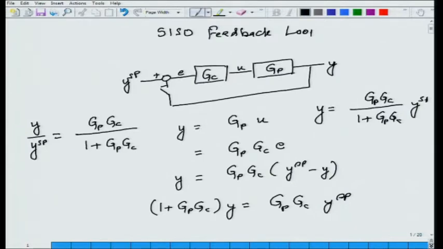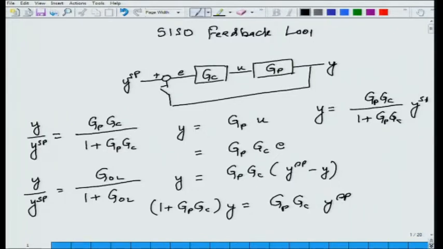The numerator is the transfer function in the forward path, and the denominator is 1 plus whatever is there in the whole feedback path. So, what you get essentially is, we call Gp Gc the loop transfer function or open loop transfer function, and what we get is G open loop divided by 1 plus G open loop. Okay. So, this is the servo transfer function of the closed loop system.